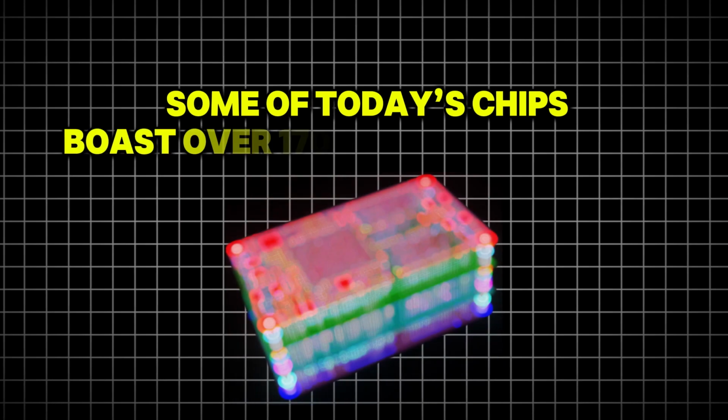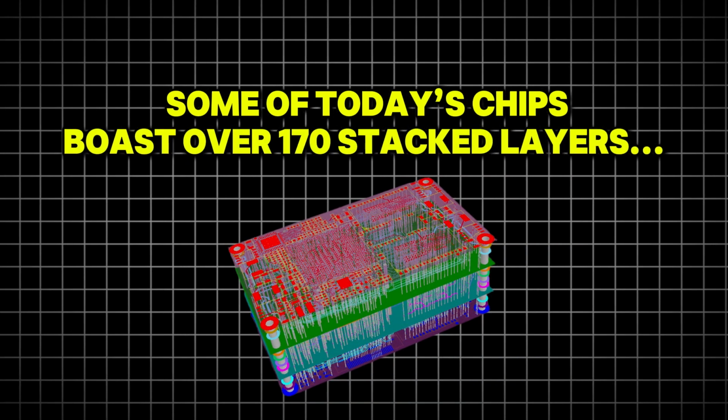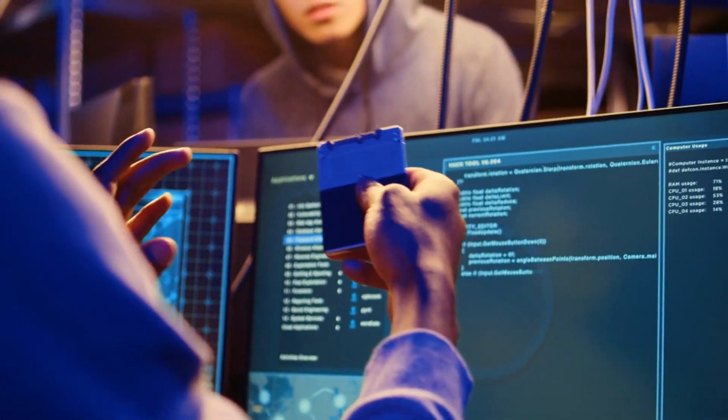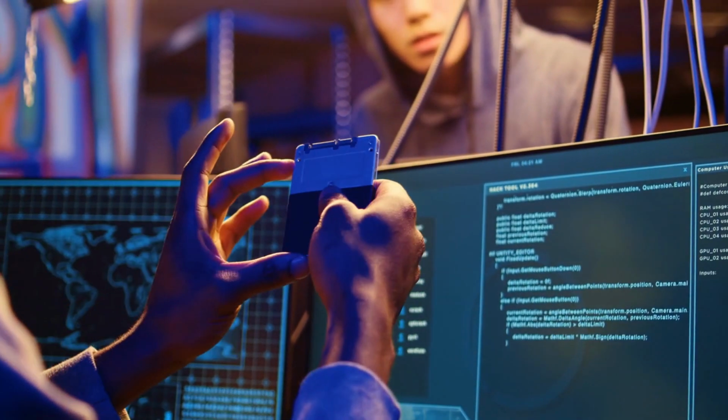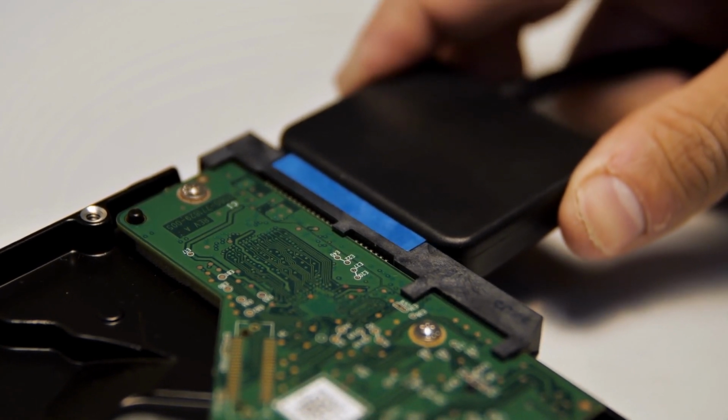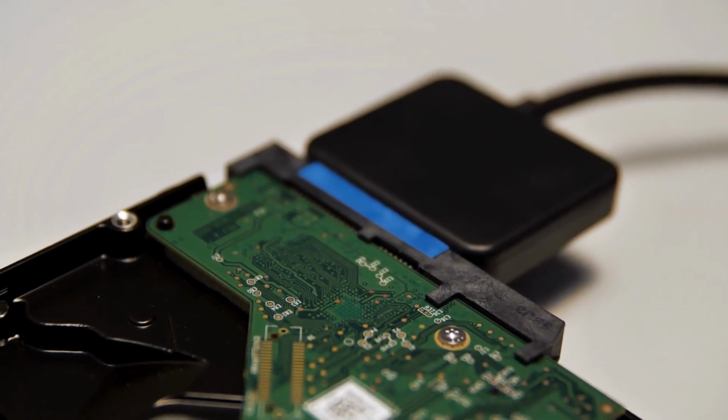Some of today's chips boast over 170 stacked layers, each filled with dense arrays of memory cells. This vertical stacking isn't just about saving space. It unlocks massive storage potential. By stacking cells, we can fit exponentially more memory in the same footprint. It's the same principle that makes skyscrapers ideal in crowded cities: more capacity without expanding the footprint.